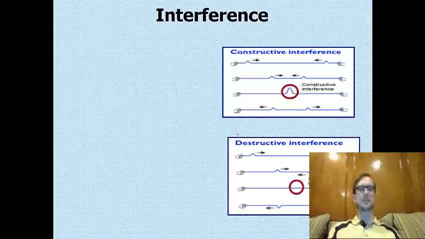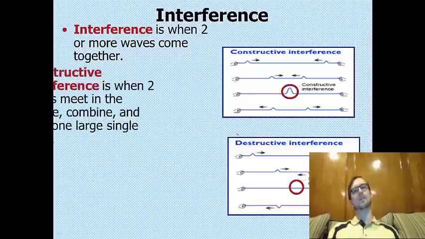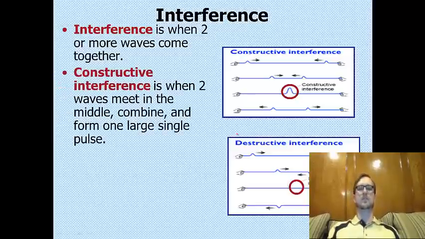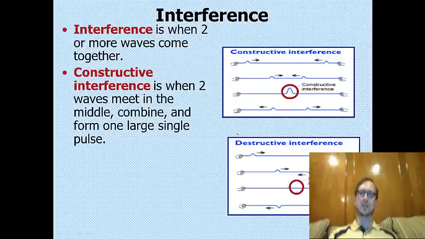Interference. Interference is something that happens whenever we have two waves that overlap. Depending on how they overlap, depends if it's going to be constructive interference or destructive interference. Constructive interference, when the two waves meet, they combine and form a large single wave. Sometimes we'll call the one piece just one pulse.